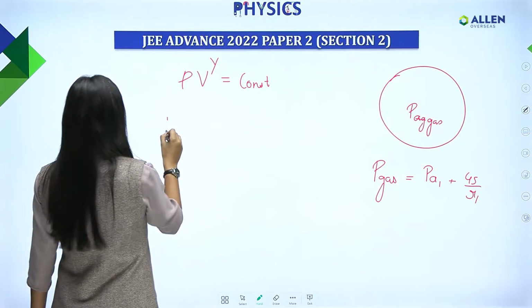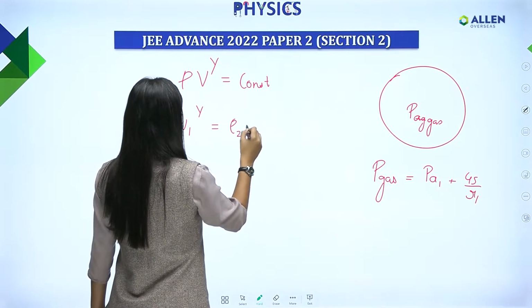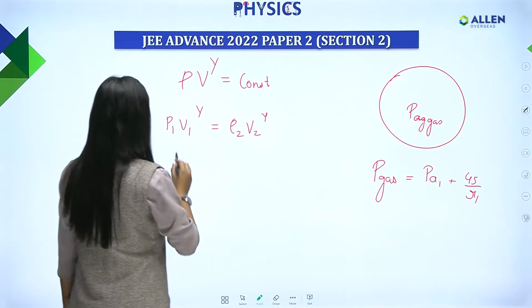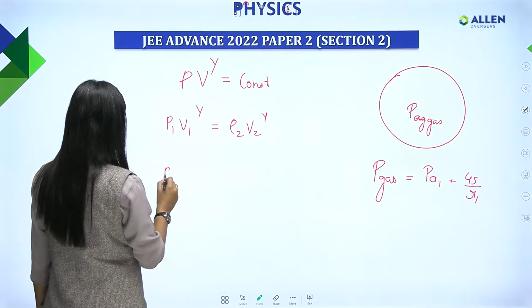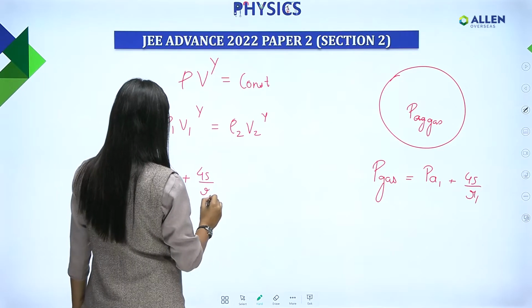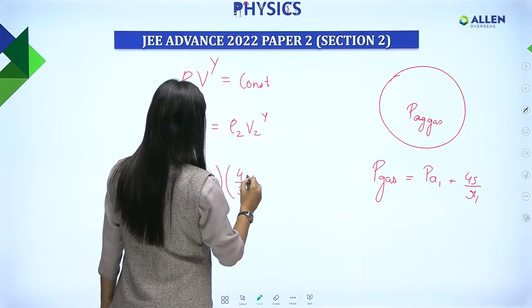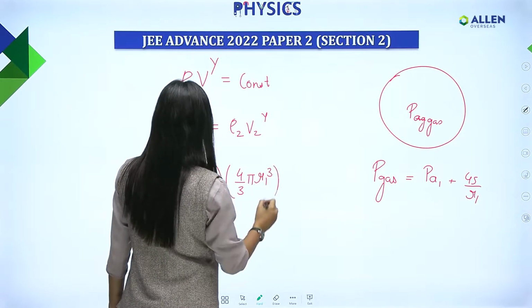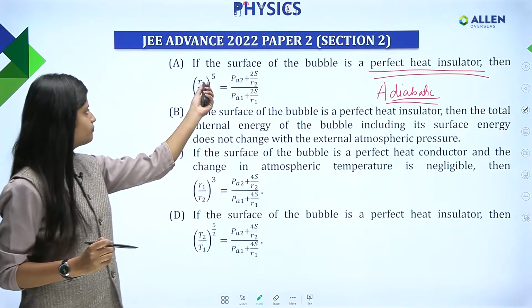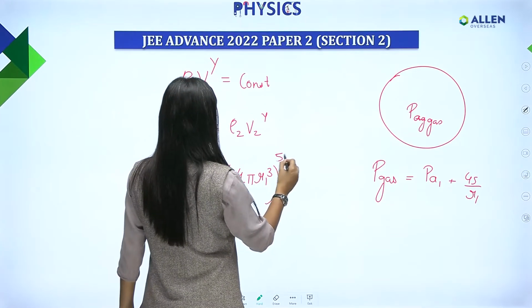So we can write P1 V1 raised to the power gamma is equal to P2 V2 raised to the power gamma. So what is P1? P1 is PA1 plus 4S by R1 and V1 is given by 4 by 3 pi R1 cube, correct? Raised to the power 5 by 3. Gamma is given to be 5 by 3. So it will be 5 by 3.